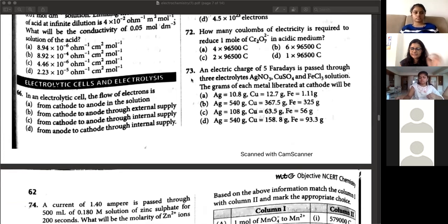73 is again the same thing, just that you have to do it thrice. You have 5 Faradays passing through these 3 electrolytes. How much is liberated? It's directly given, so 5F. Based on that, find how much NO, how much Cu, how much Fe.